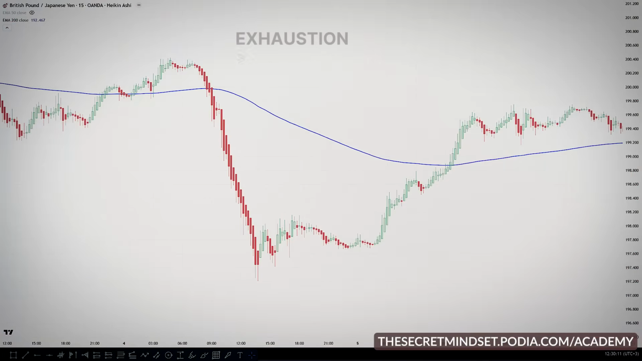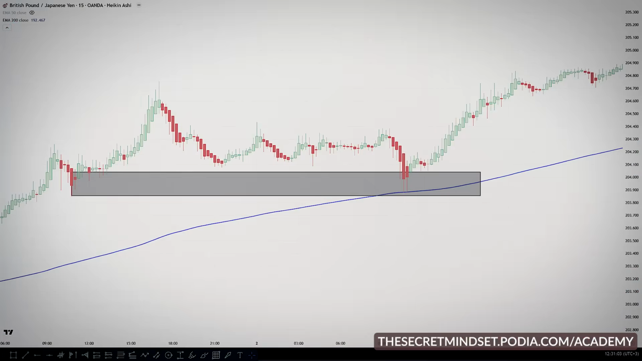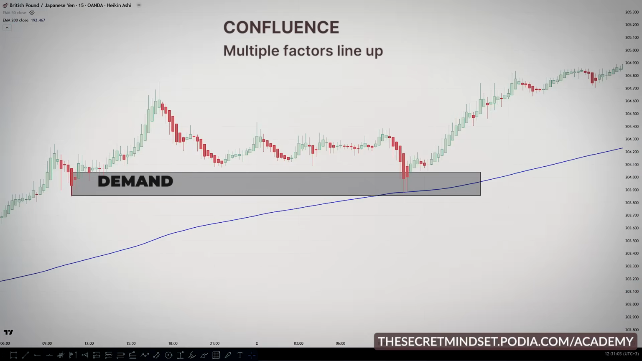When price gets too far from a long-term moving average, the trend might be near its end. It's stretched too far. Heikin Ashi candles can show exhaustion too. If you see smaller bodies or dojis after a long trend of big candles, the trend might be tiring. The strongest signals come when multiple factors line up. Maybe price is at a key moving average, and Heikin Ashi candles are showing a strong trend resume. That's a stronger signal.